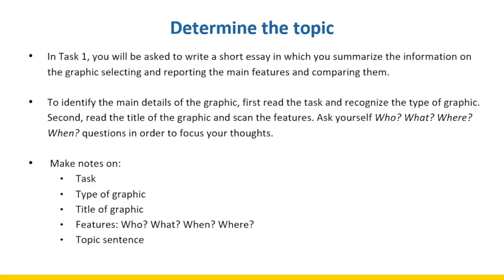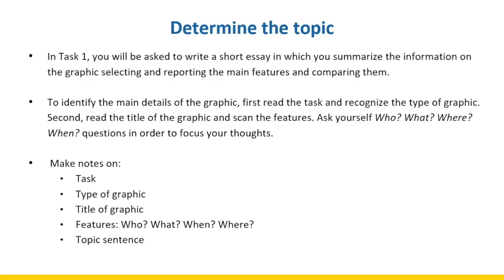In Task 1, you'll be asked to write a short essay which consists of 150 words, if you remember. Here you need to summarize the information on the graphic by selecting and reporting the main features and comparing them. In order to identify the main details of the graphic, first you need to read the task and then recognize the type of graphic you have. If you remember, we have 4 different types of graphics, such as line graph, bar chart, pie chart, and table graph. Then, secondly, you have to read the title of the graphic and scan the features.